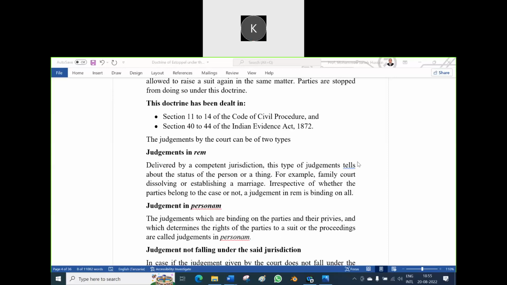Judgment in personam. The judgments which are binding on the parties and their privies, and which determine the rights of the parties to a suit or the proceedings, are called judgment in personam.